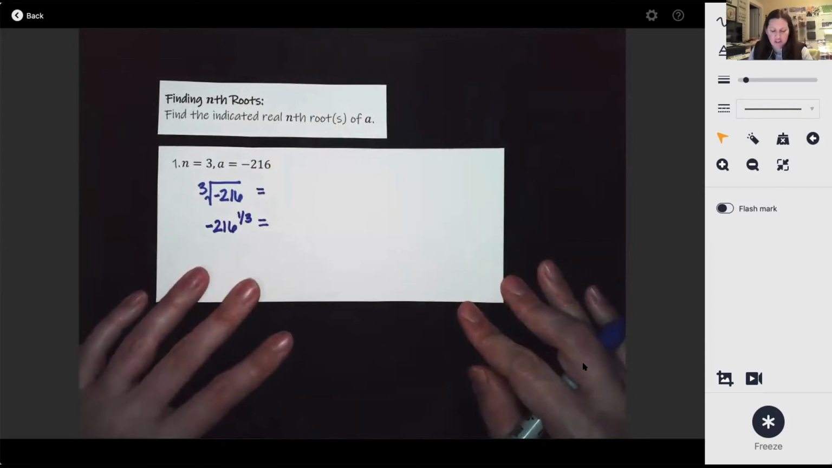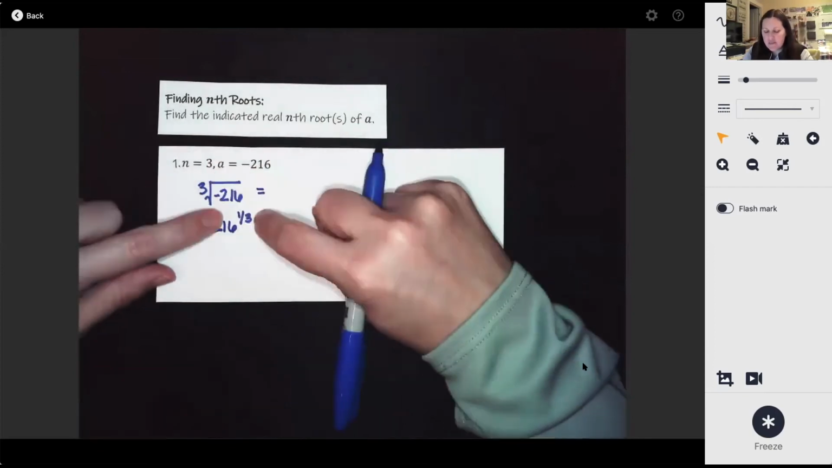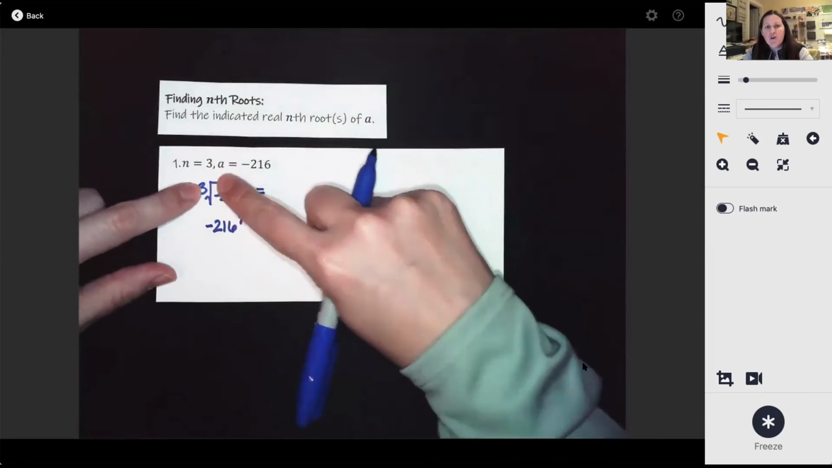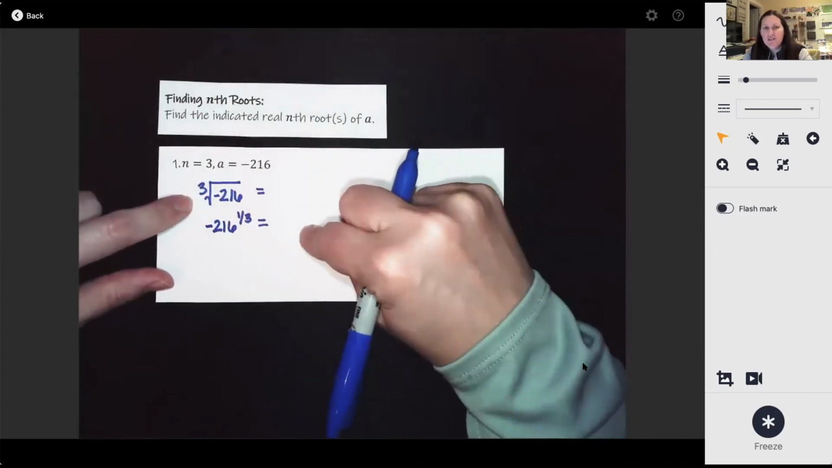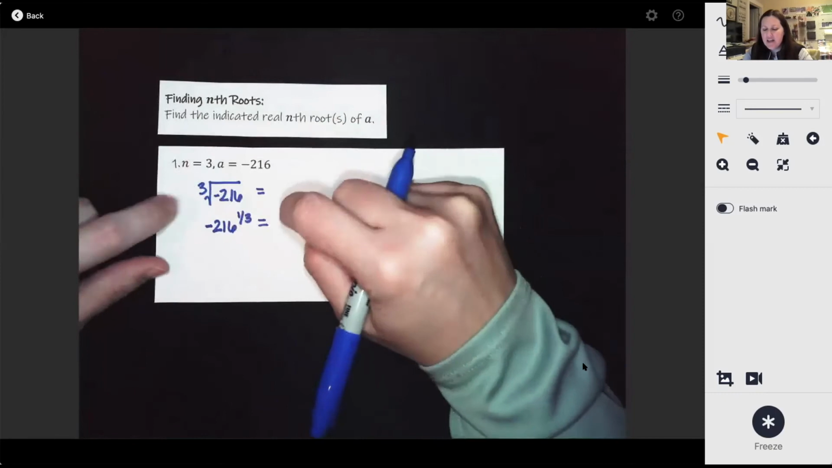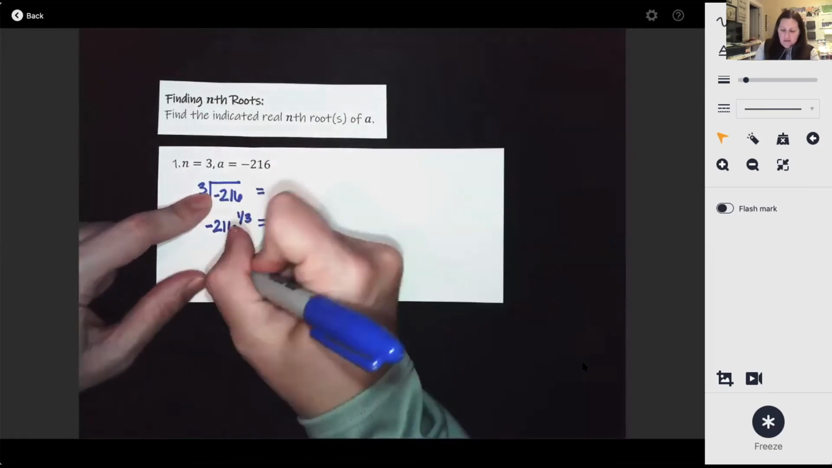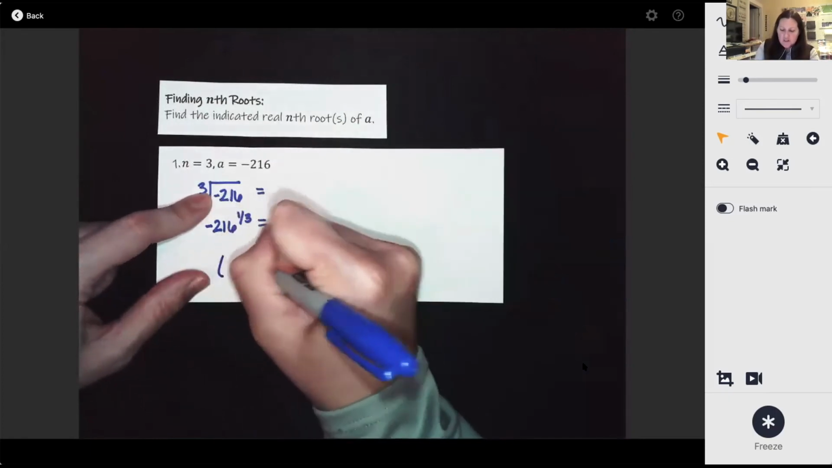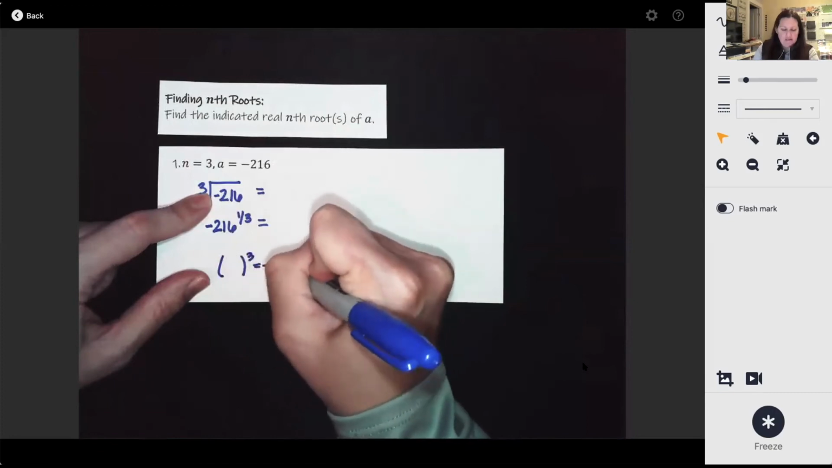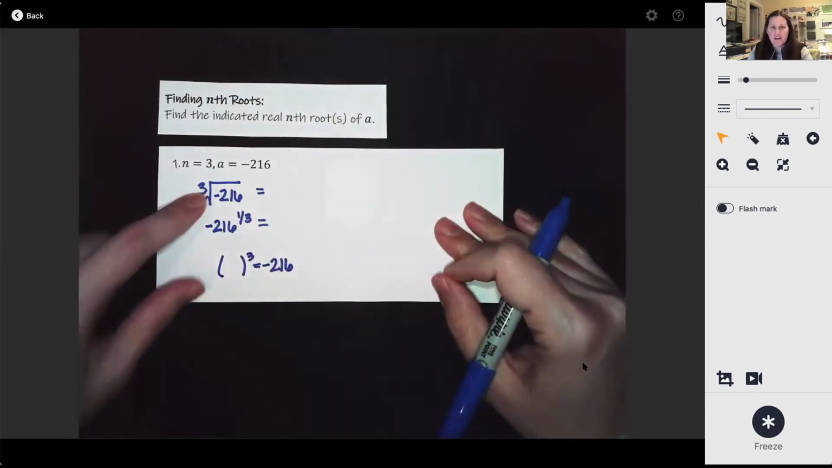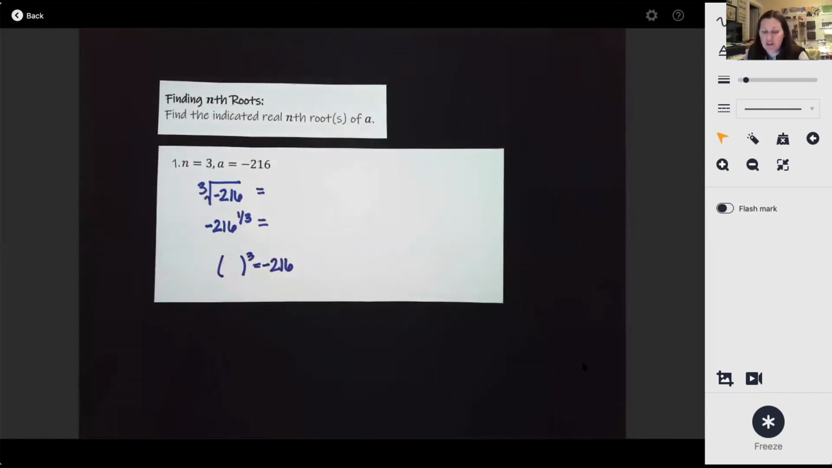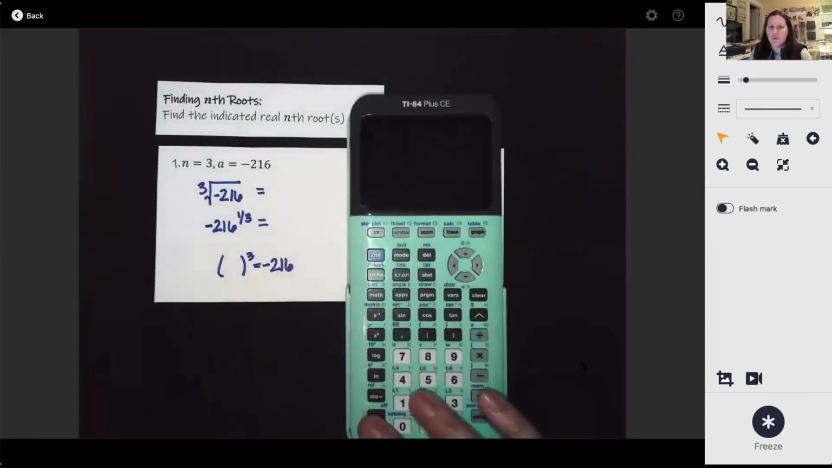And the way I like to look at this is, since this is a power or a root of 3, what cubed, to the 3rd power, gives me negative 216? So you would think, okay, something cubed is going to equal negative 216. That's how we want to look at that, and we need to figure out what that is. If you can do it in your head, that's awesome. If you can't, your calculator can do it for you because they're really smart.